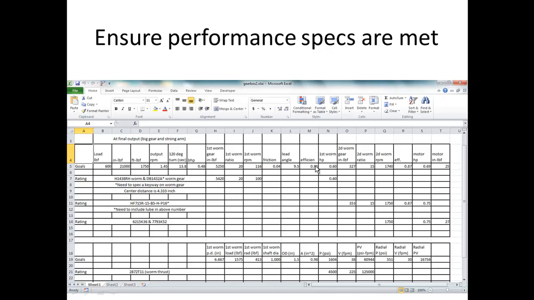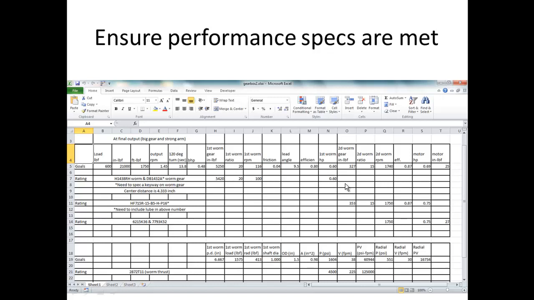As you can see, I stepped back through and even considered efficiency here in order to figure out that the first stage worm horsepower needed to be 0.6. I found a first stage worm in order to accomplish this.